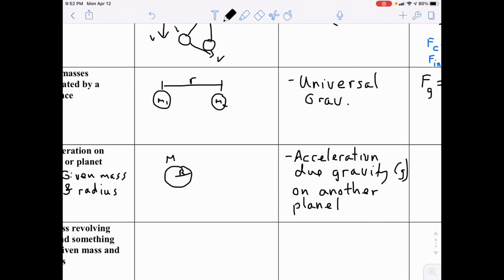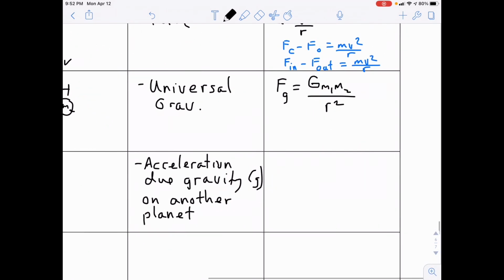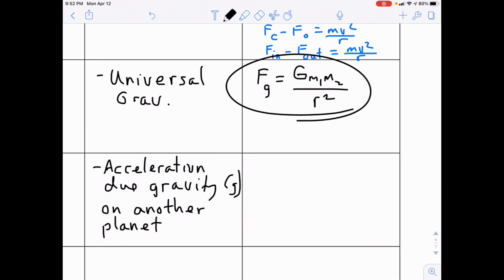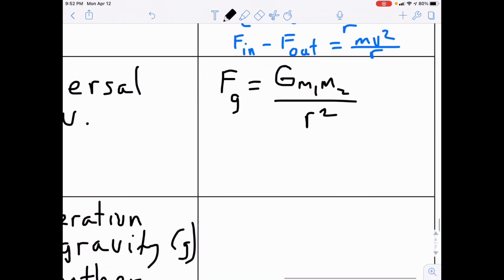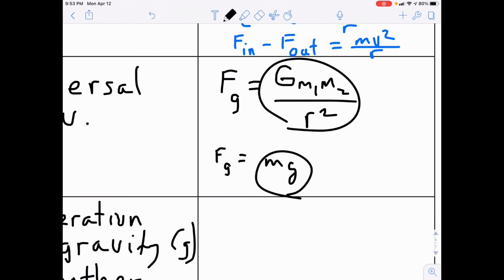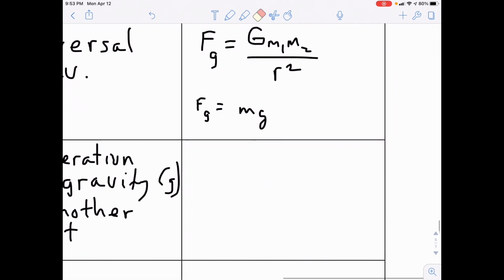Finding g, the acceleration due to gravity on another planet, basically uses the same idea, because you've got to remember that the gravitational force is also the weight. So if gravitational force equals mg, and we set those equal to each other because both of them are equal to Fg, then we get the following. I'm going to derive it for you first, and then I'll write the equation.